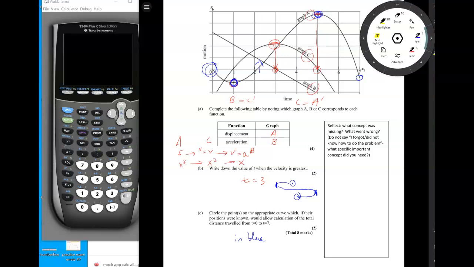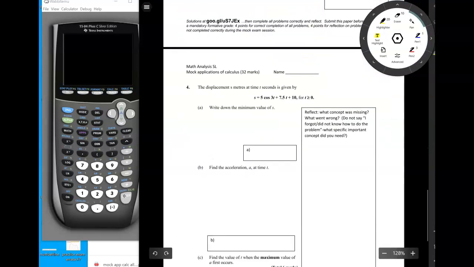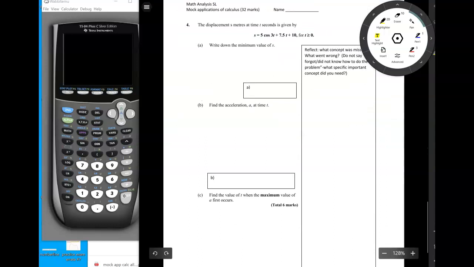Let's go to the next page. Last page, number 4. The displacement s meters at time t is given by s equals 5 cosine 3t plus 7.5t plus 10 for t is greater than or equal to 0. Write down the minimum value of s.